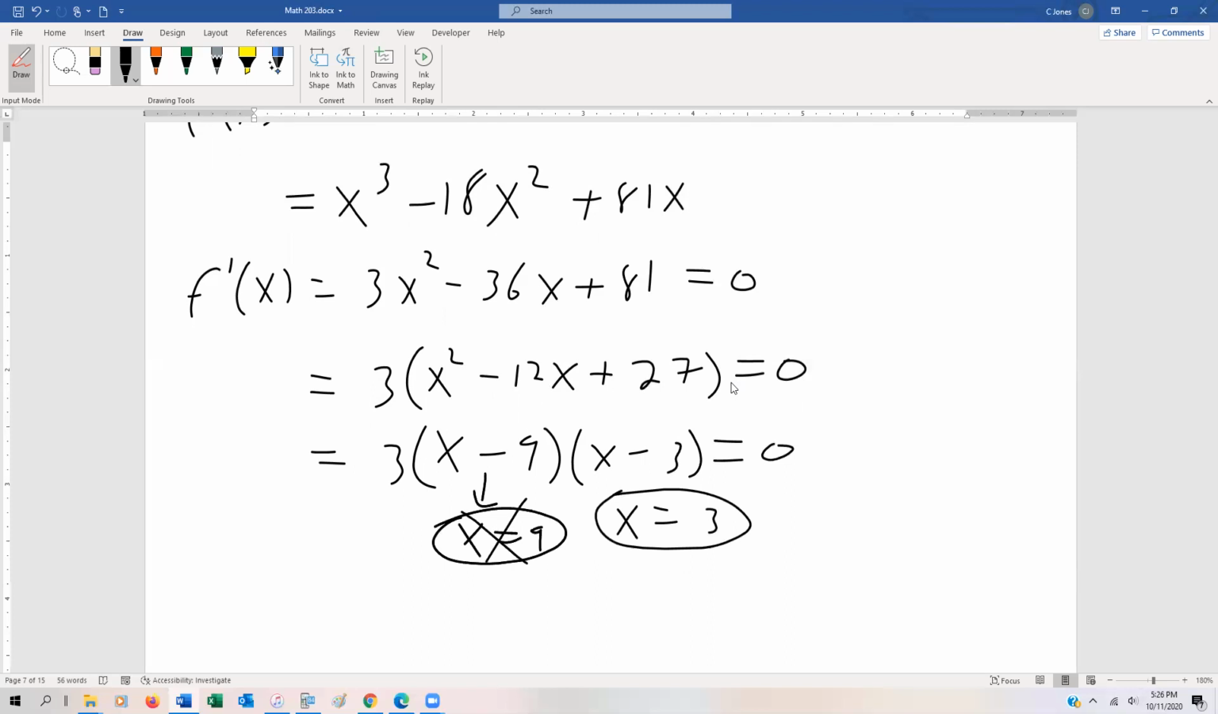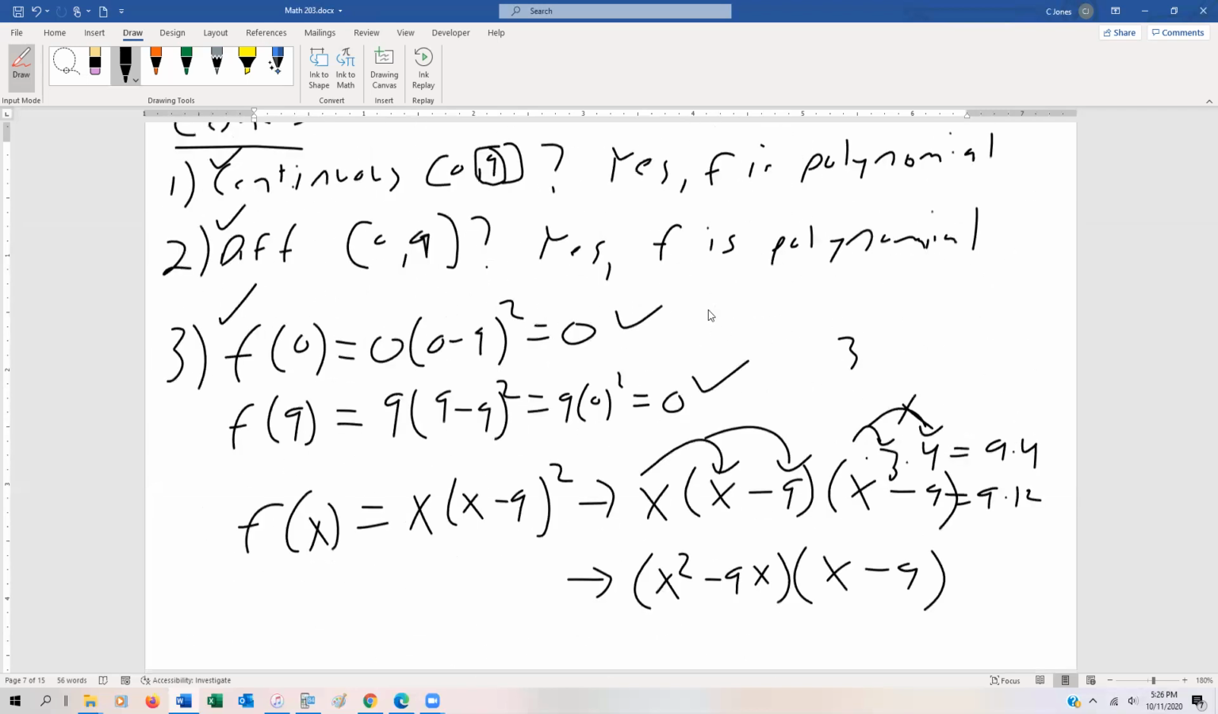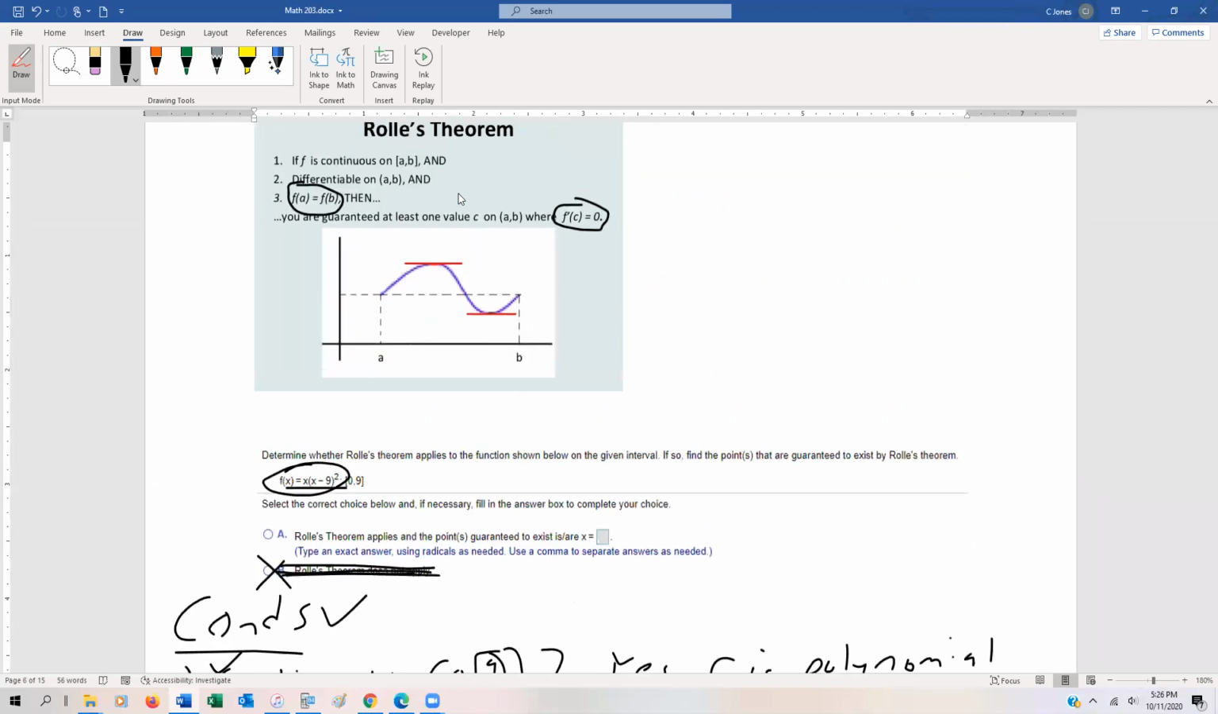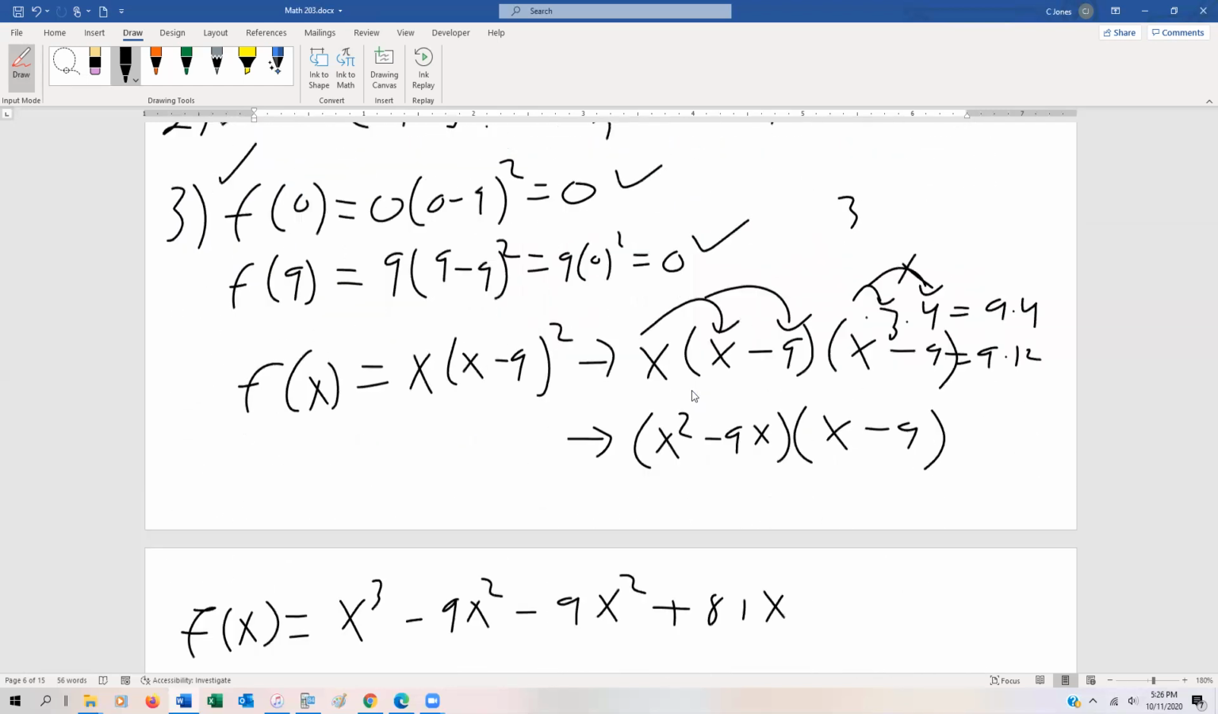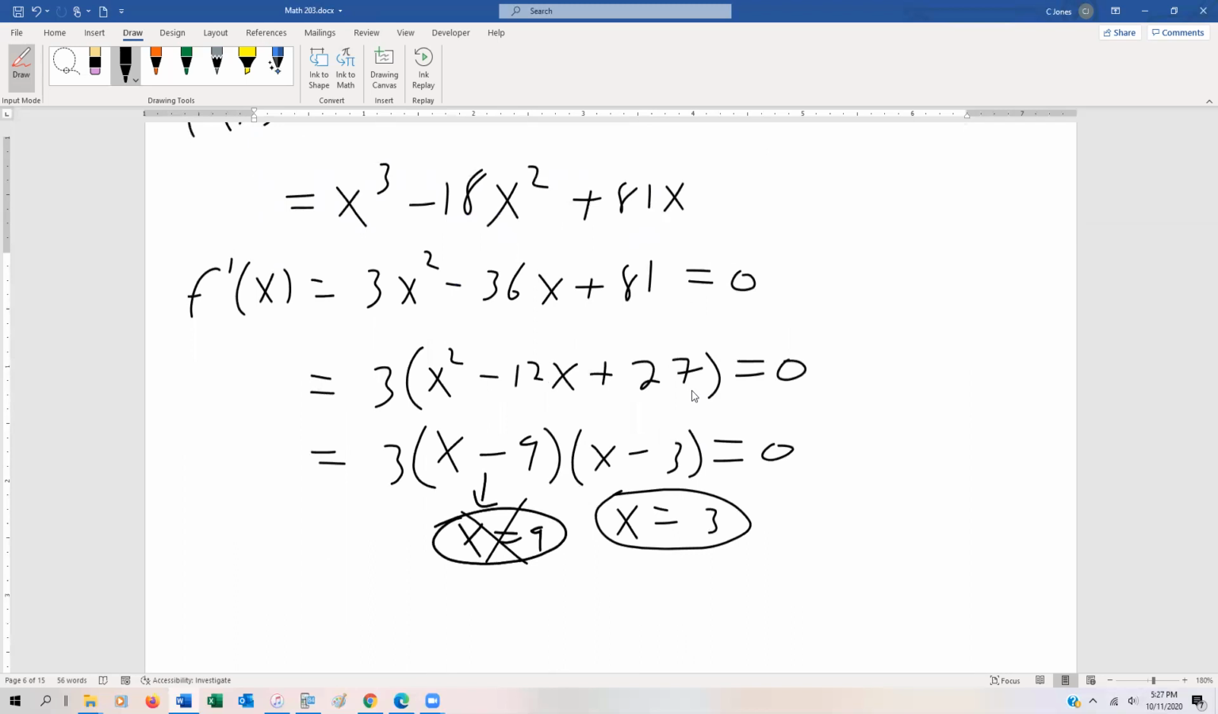We already know it. And again, we go back up, and what does Rolle's theorem tell us? It says that there's one value on the open interval. Okay, so it can't be part of the endpoints. All right, so remember, open interval means you don't include a and b. All right, so the only value that satisfies this is x equals 3.